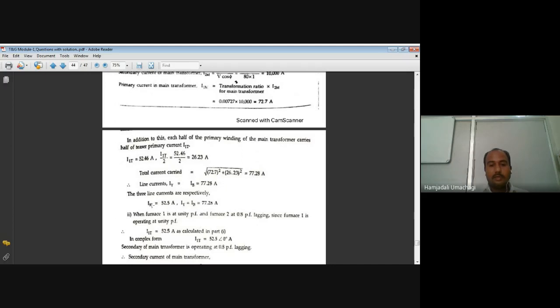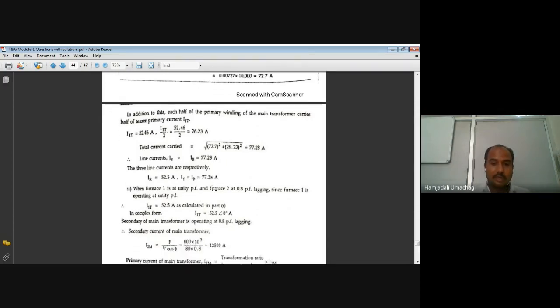At last, when the connected loads are of cos phi equal to 1, then line current IR is equal to 52.445, approximated to 52.5 ampere, and line current IY equal to IB is equal to 77.28 ampere. So this is for case 1. Now let us go with case 2.